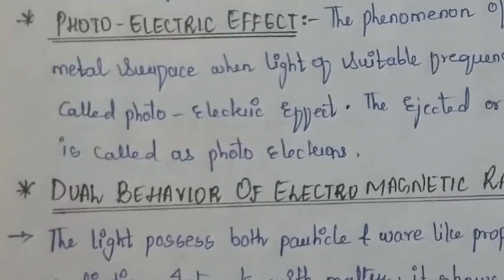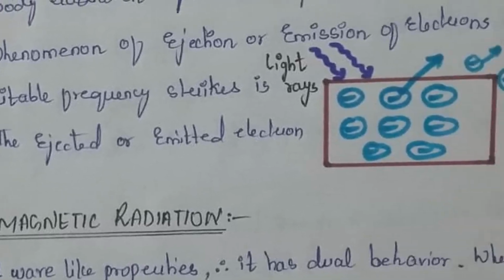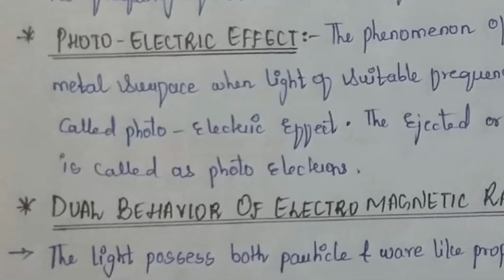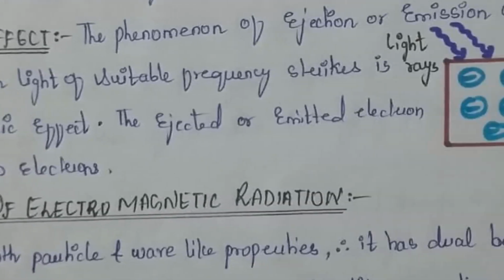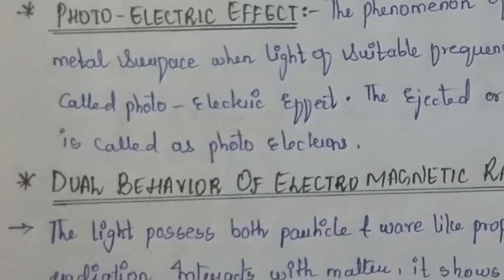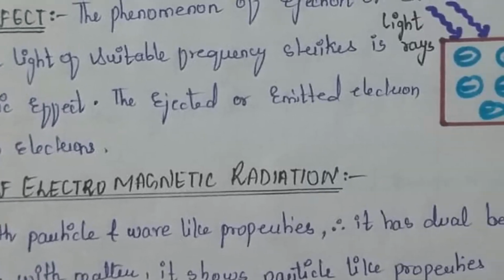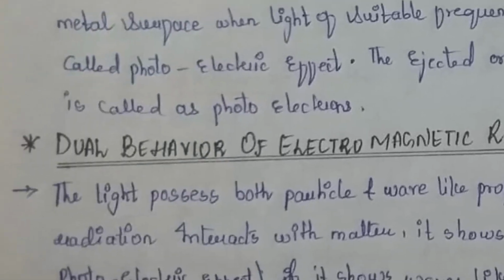Now, the photoelectric effect: it is the phenomenon of ejection or emission of electrons from a metal surface when light of suitable frequency strikes it. This is the photoelectric effect. The ejected or emitted electrons are called photoelectrons. These are black body radiation and the photoelectric effect, which were explained by Max Planck.